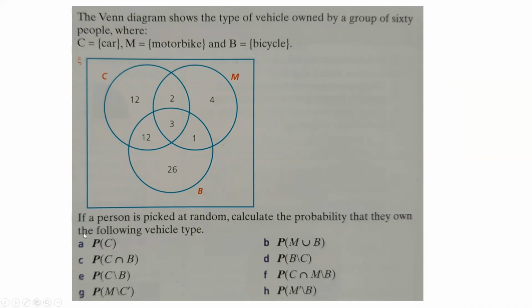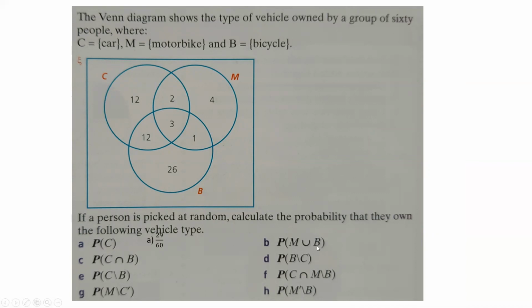Okay, so now let's answer the question. If a person is picked at random, calculate the probability that they own the following vehicle types. P(C). P(C) means probability from car, so from the category cars. So you calculate from here how many of them? 12, plus this, and plus this. So you have 29 of them. So that means it's 29 out of 60. 29 out of 60 will be your answer.